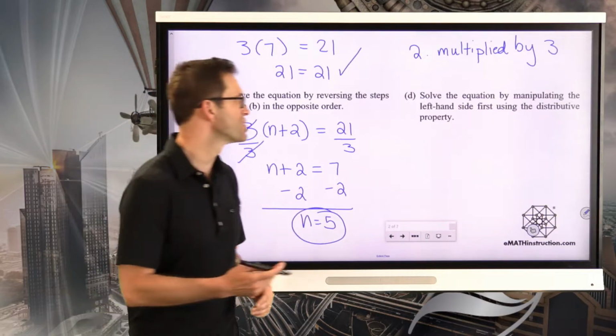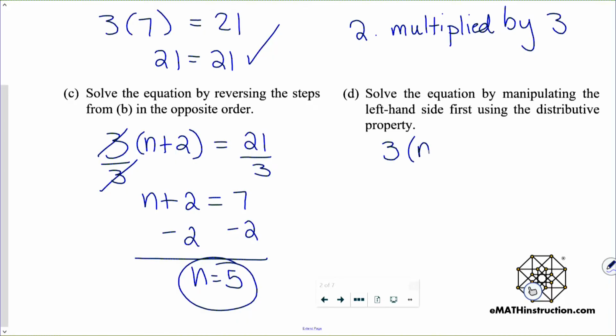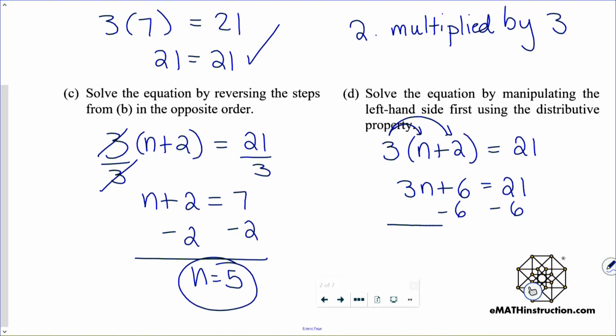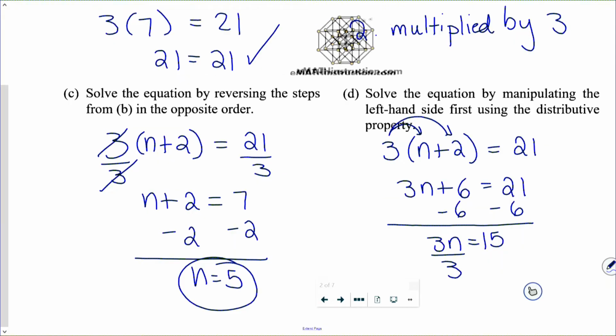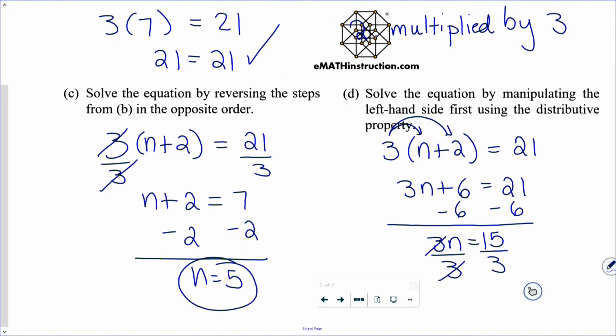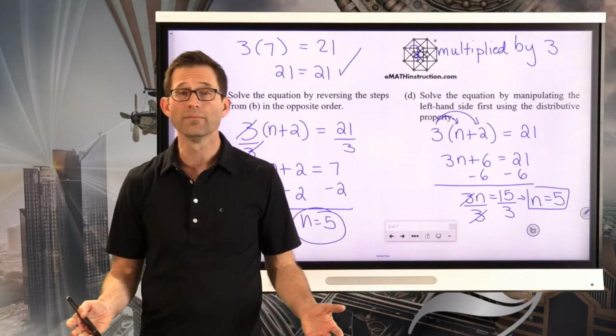All right, so let's do this as well. In the last lesson, we said sometimes we like to use properties of real numbers to write an equivalent expression like this, and then solve using our classic two-step process. So we subtract 6 from both sides. We get 3n equals 15. Divide both sides by 3. We still get n equals 5. 15 divided by 3 gives me 5. So that works as well.